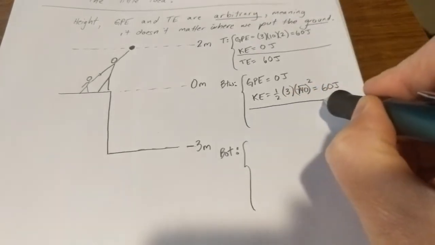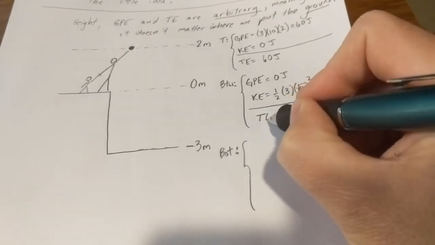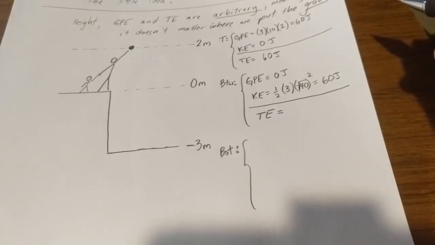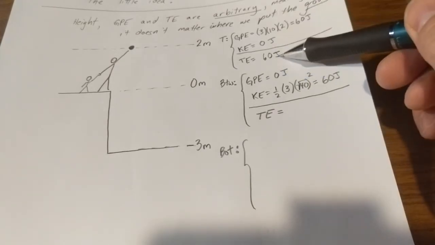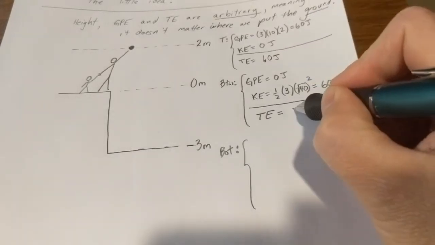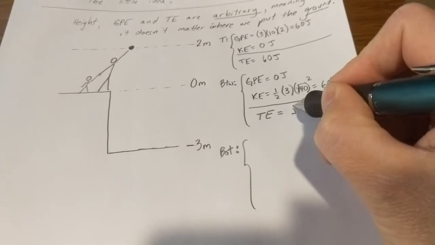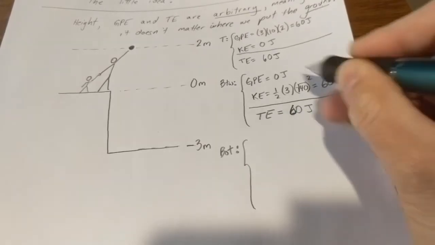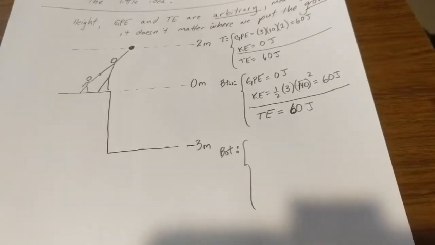So here, the total energy, like we would expect if we understand what conservation of energy means, has to be the same as it was at this other location, which was 60 joules. And it is, because now we've got 60 added to this 0 makes 60 joules of total energy.